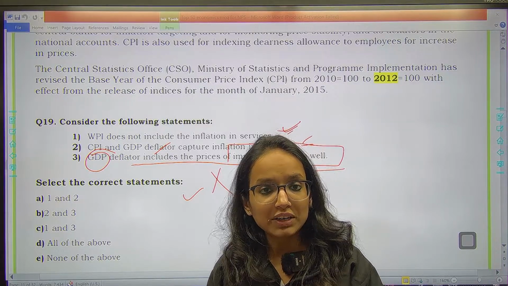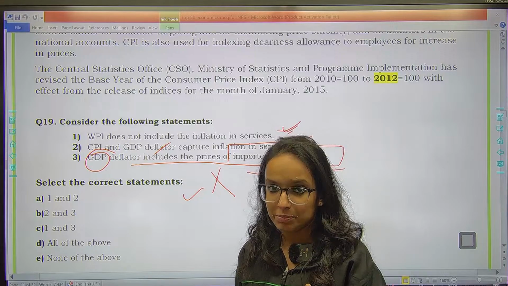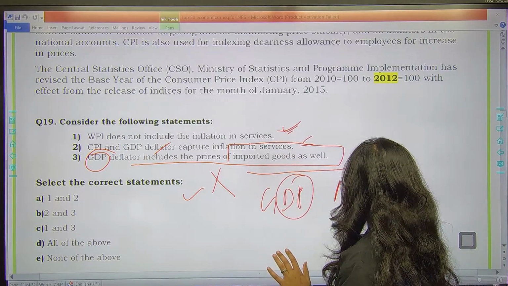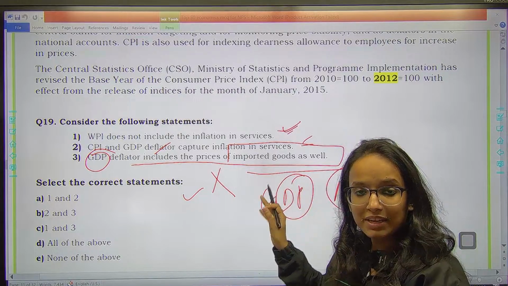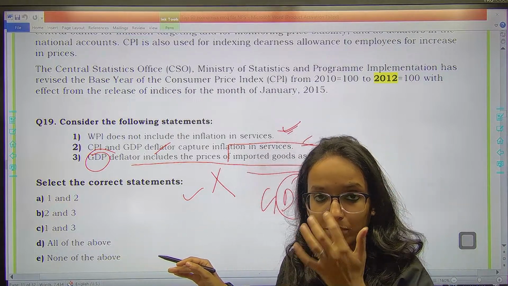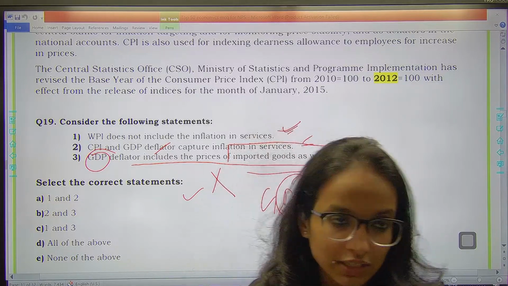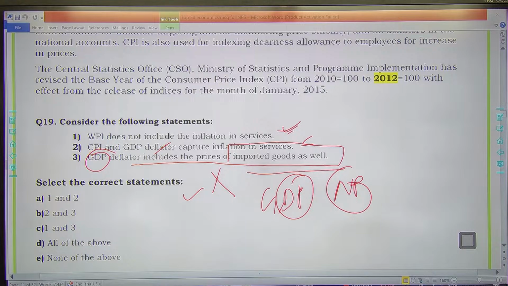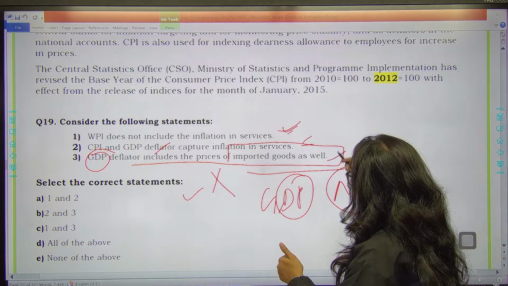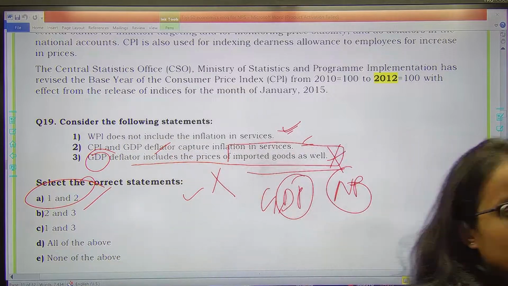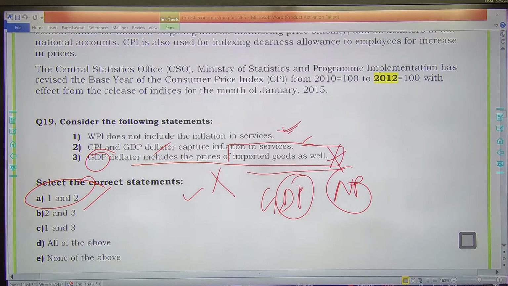So GDP deflator is talking about nominal upon real GDP. ठीक है, and GDP is what? Domestic product. It is not national product. The difference between DP and NP is of NFIA, net factor income from abroad. So domestic product is whatever has been generated within the domestic territory. So it does not take into account the imported goods. Is it clear to everyone? So third one is incorrect. 1 and 2, A would be the right answer. Did you understand the concept? Yes or no?